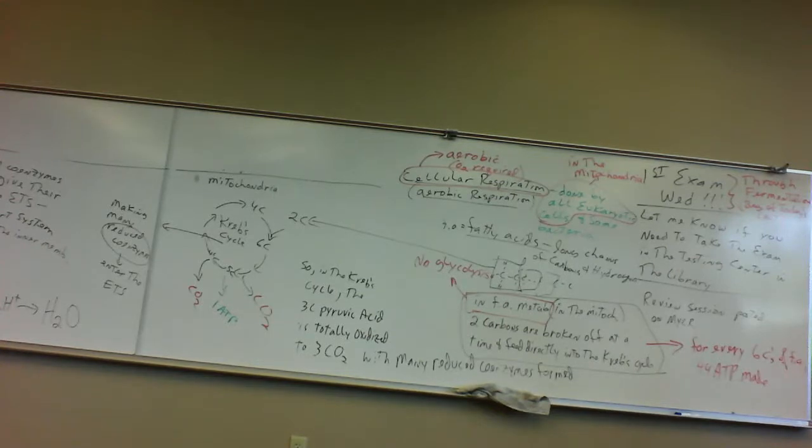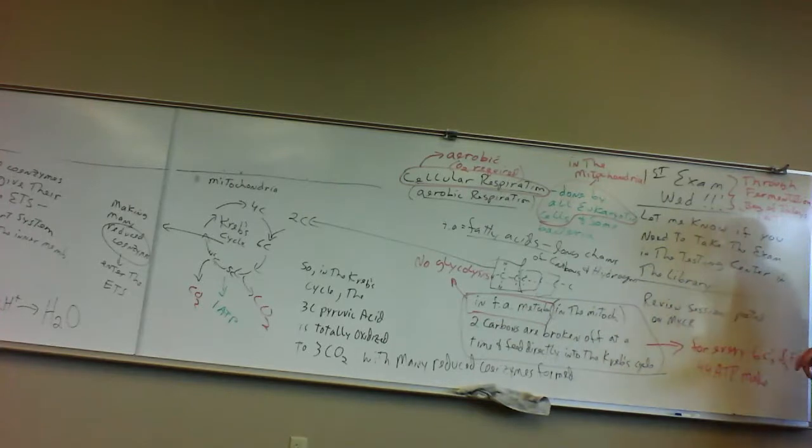I'm kind of curious why that's 36 and why that's 44. I'll figure out the math of it later, because we'd have to go through how many reduced enzymes. Don't worry. It's 44 total per 6 carbons.